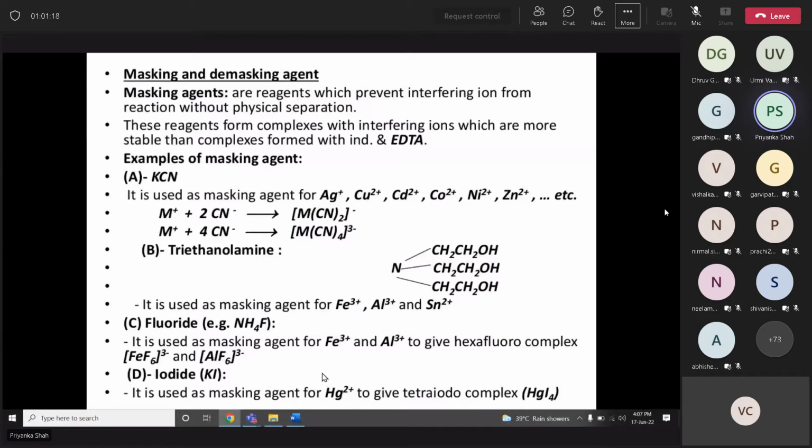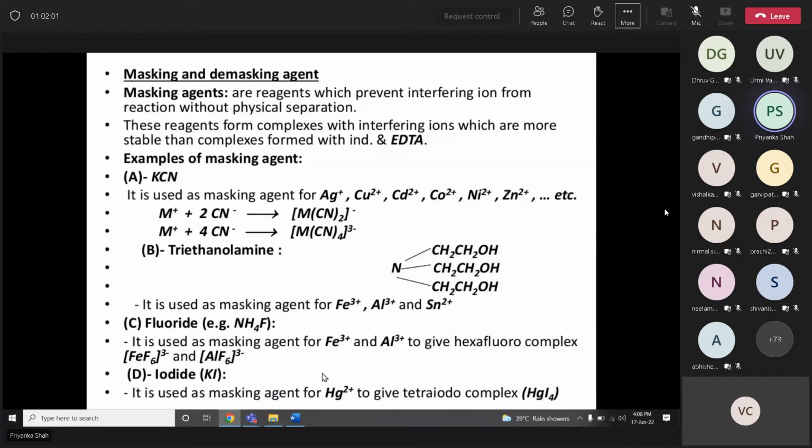Okay. Now masking and demasking. Here, when there are so many metal ions present in your sample solution, of course you have to mask or demask those particular metal ions, right? So masking agents are reagents which prevent interfering ions from reacting without physical separation. We don't have to physically remove them, but you can add some reagent which will sit on one side and will not interfere during your titration. So these reagents form complexes with interfering ions which are more stable than the complexes formed with the indicator and EDTA; they are more powerful, right? So examples are like here you can see KCN.